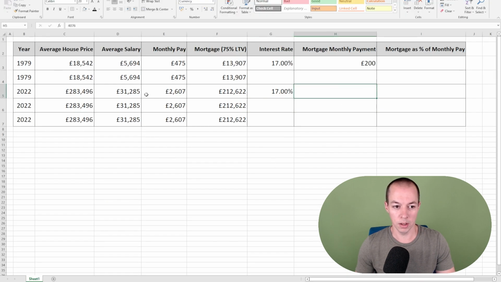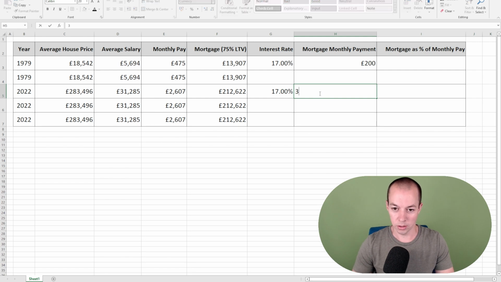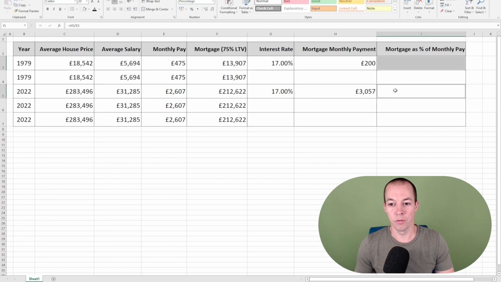Now let's do the same thing for the average house price at the moment. So we need £212,622. That gives us a monthly payment of £3,057. So let's go and pop that into the spreadsheet here. It's £3,057. So as a percentage of the monthly pay, this is what we're going to get.